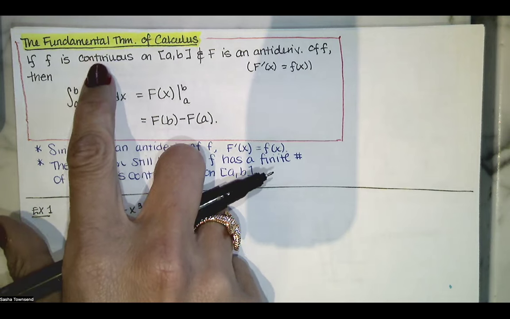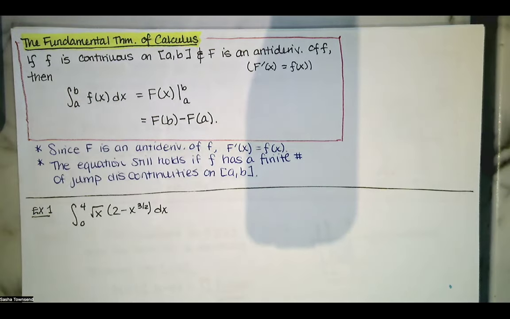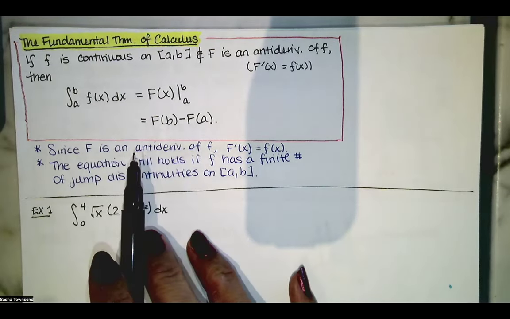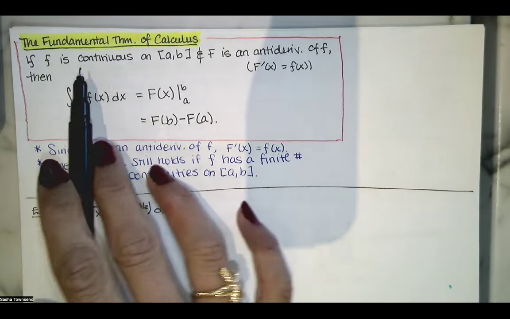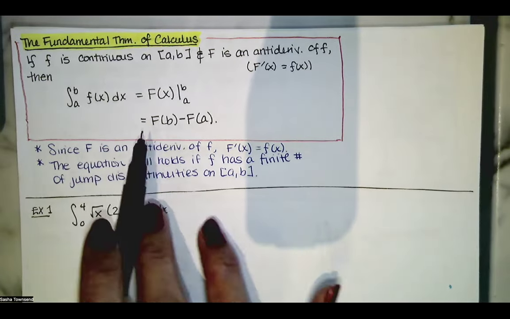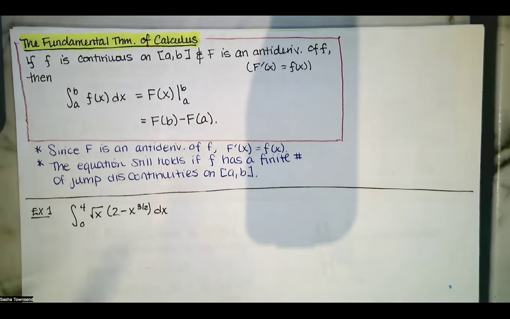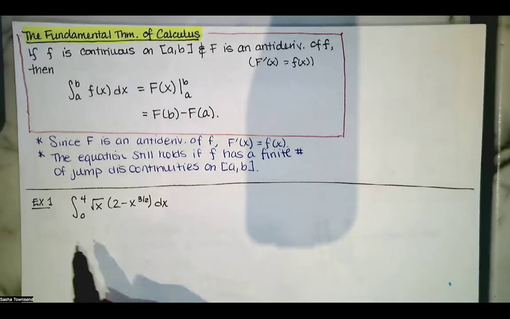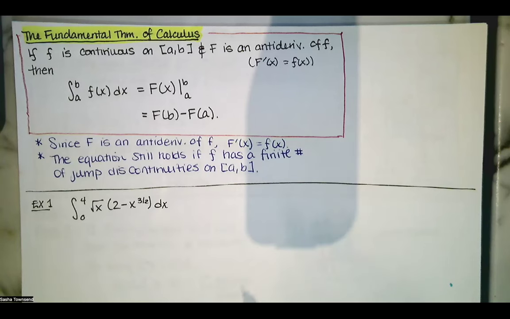Now, the statement of the fundamental theorem in this particular textbook says that f has to be continuous, but it turns out that this equation still holds if f has a finite number of jump discontinuities on the interval from a to b. So let's say we're asked to evaluate this integral.